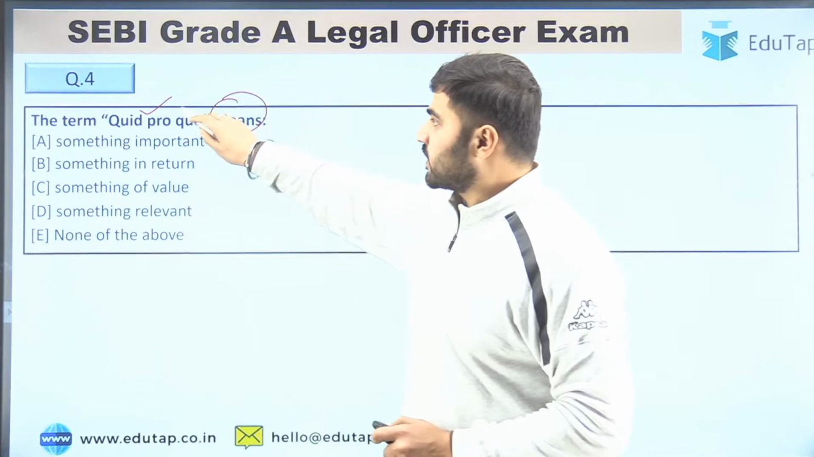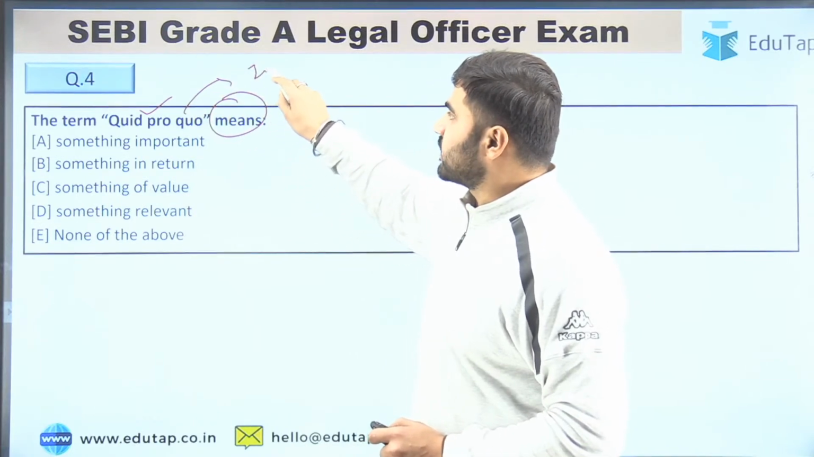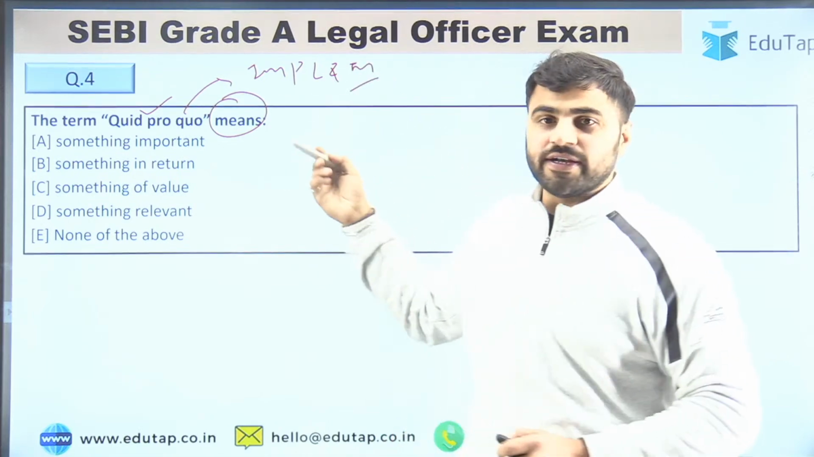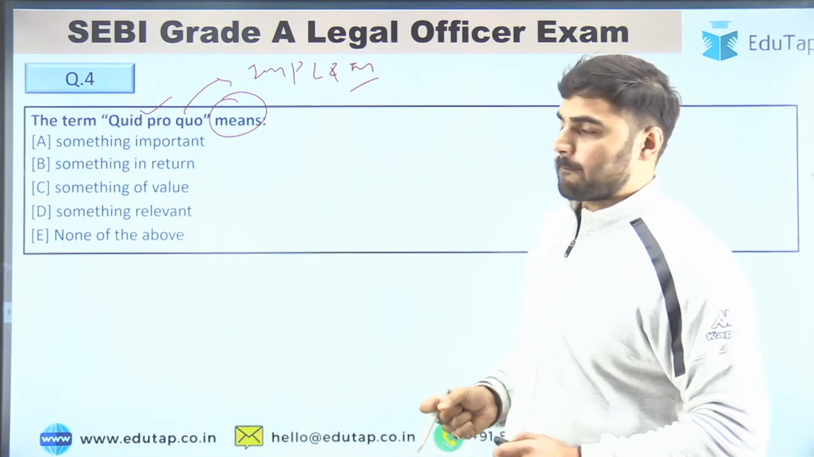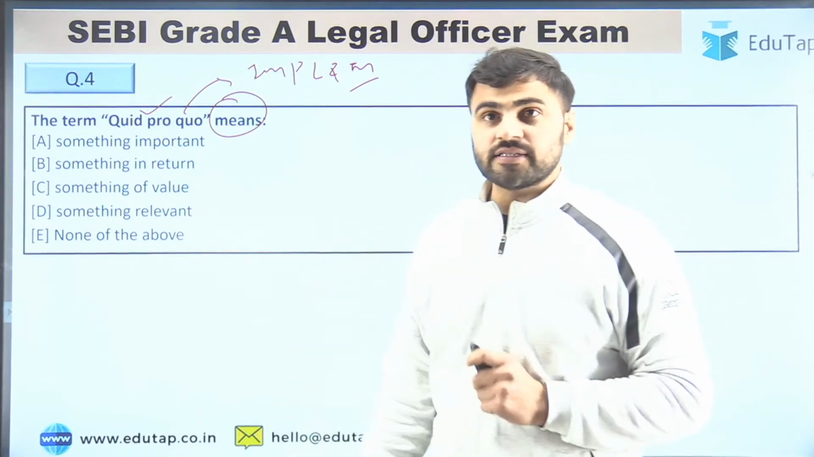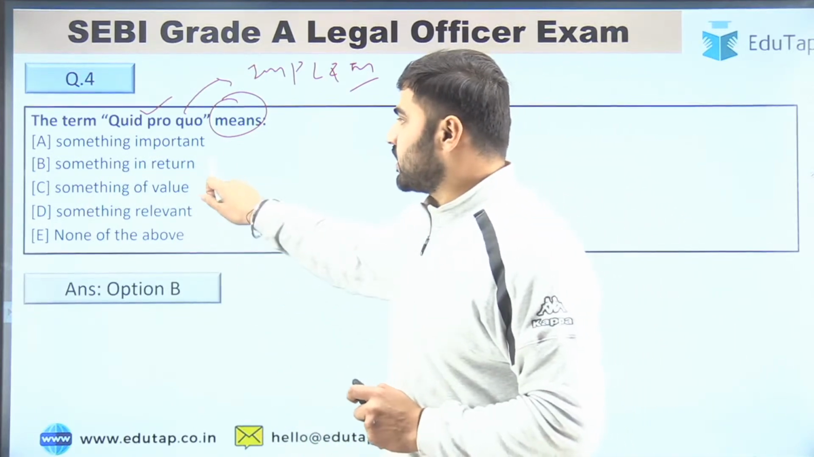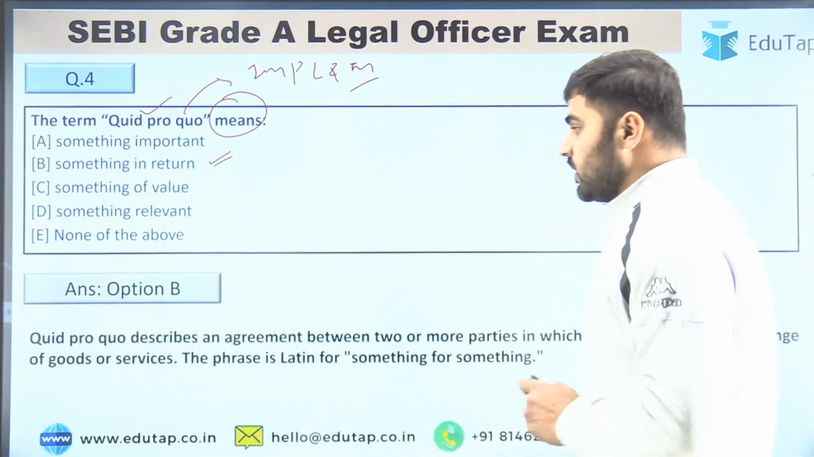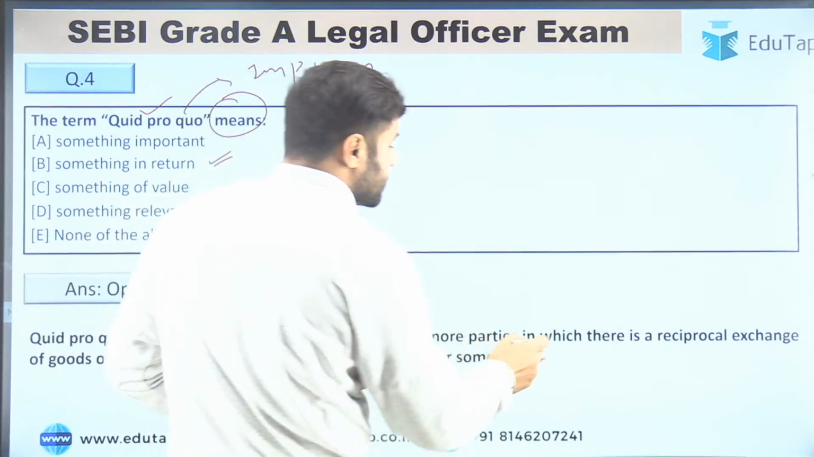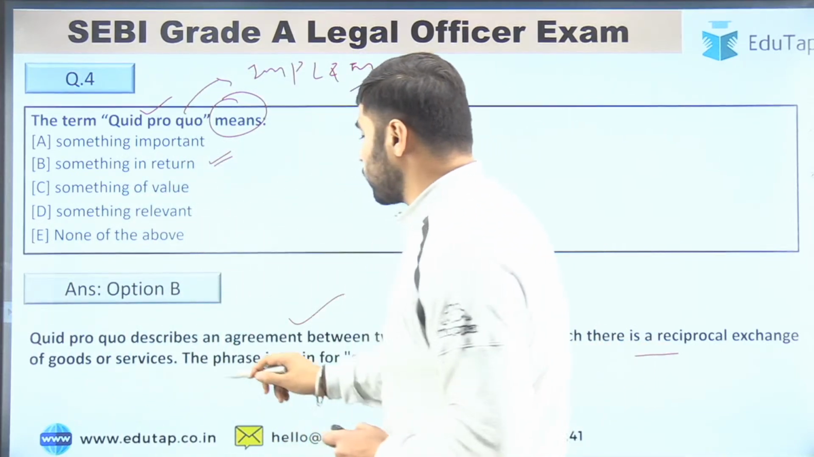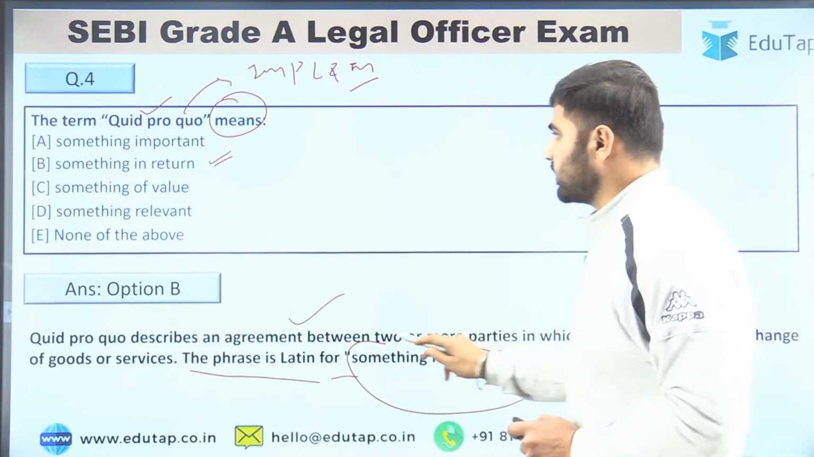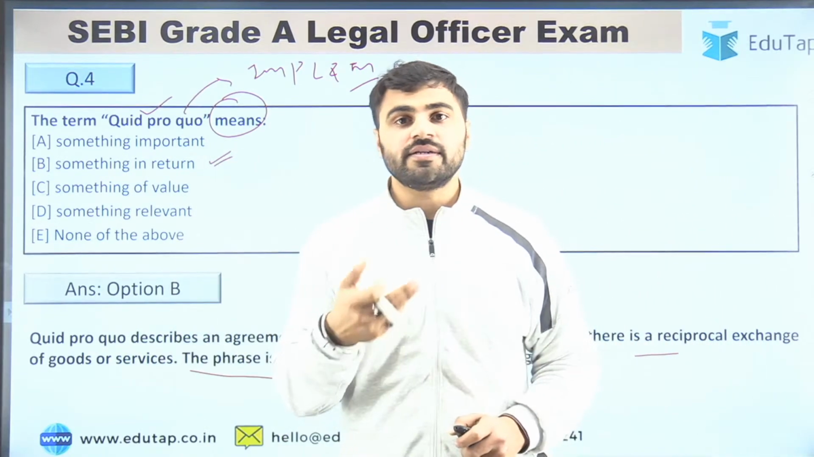You can consider these questions in the topic of important Latin terms and maxims, and it is also part of the Indian Contract Act. So what is the right answer for question number 4? The right answer is option B, that is something in return. Quid pro quo describes an agreement between 2 or more parties in which there is a reciprocal exchange of goods or services. The phrase is Latin for something for something, right? So basically this is something in return.